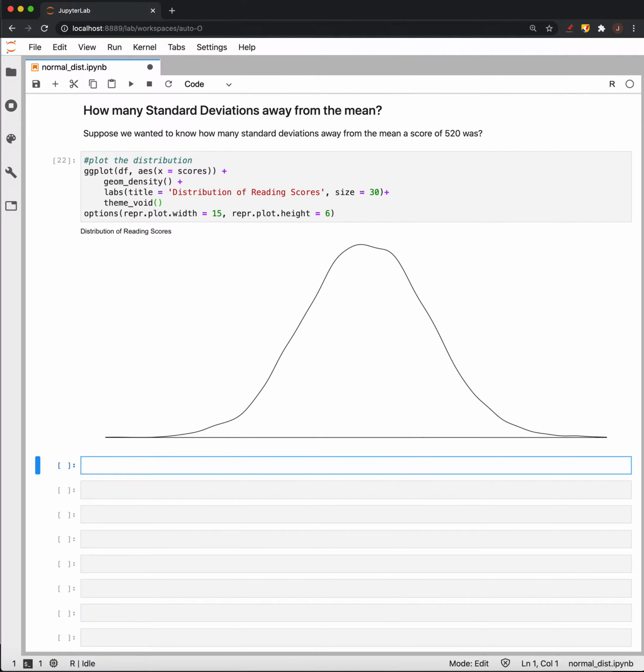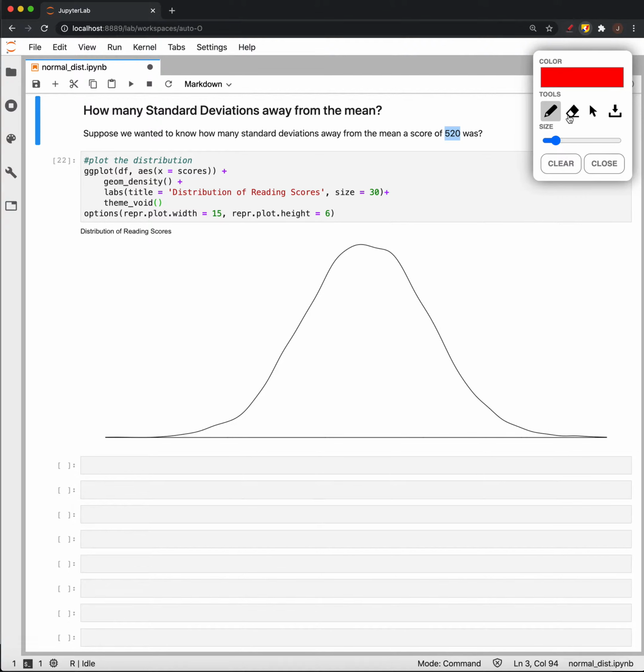Now that we understand this idea of that 68, 95, 99% rule that relies on whole numbers of standard deviations, we also want to understand things that are not maybe a whole number deviation. So to begin, we're going to look at the question of how many standard deviations away from the mean is a number like 520. Again, remember that we know that the standard deviation in our example is 12 and the mean is 500.